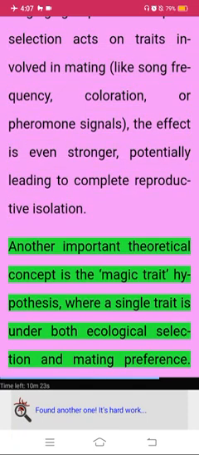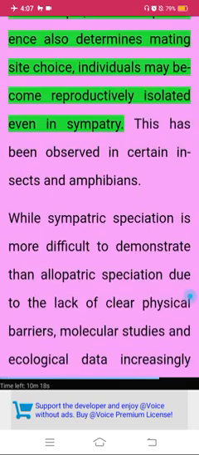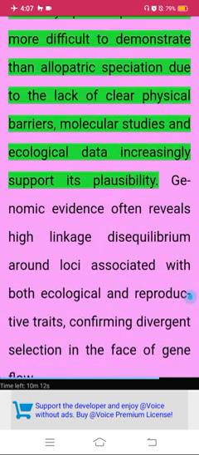Another important theoretical concept is the magic trait hypothesis, where a single trait is under both ecological selection and mating preference. For example, if a food preference also determines mating site choice, individuals may become reproductively isolated even in sympatry. This has been observed in certain insects and amphibians.